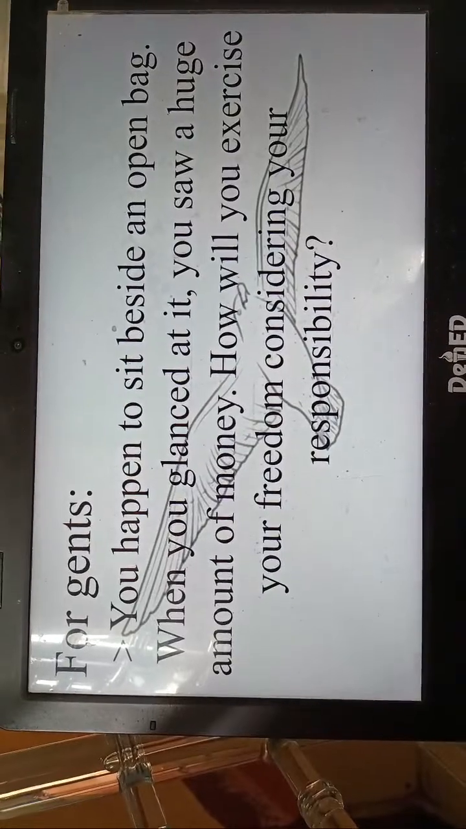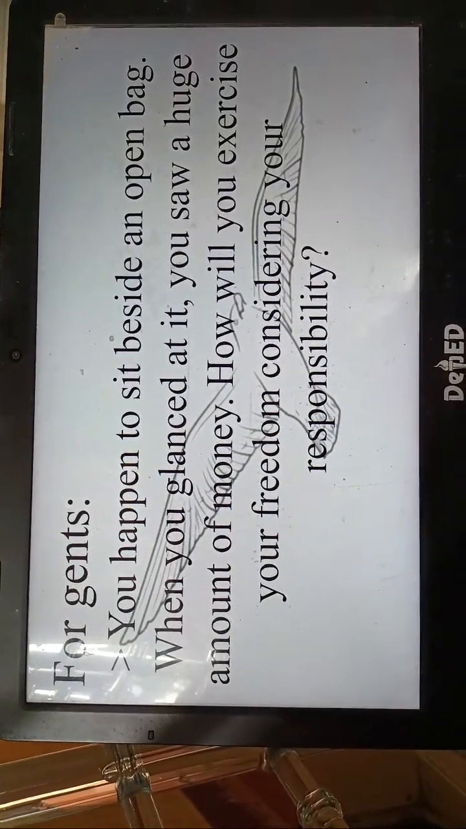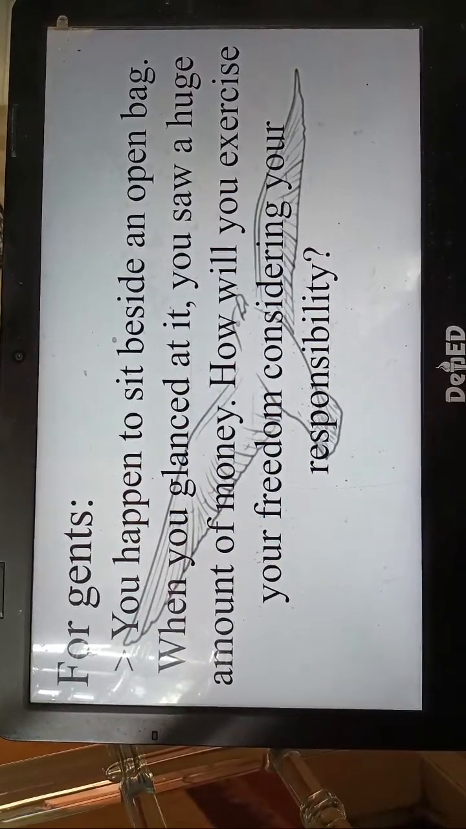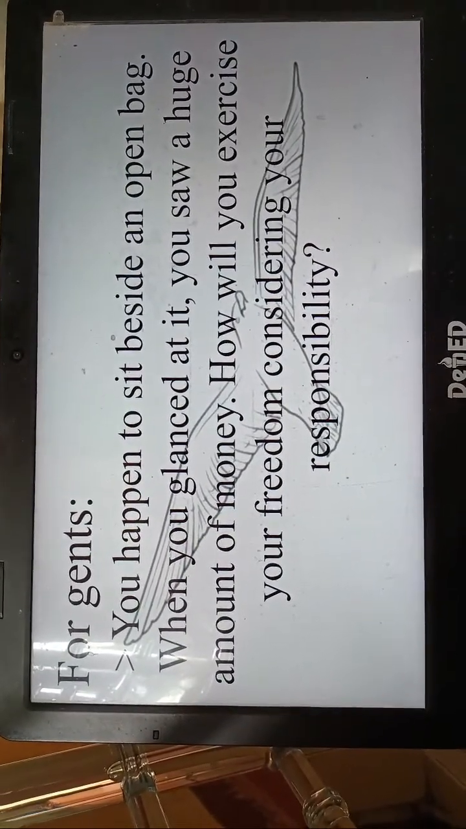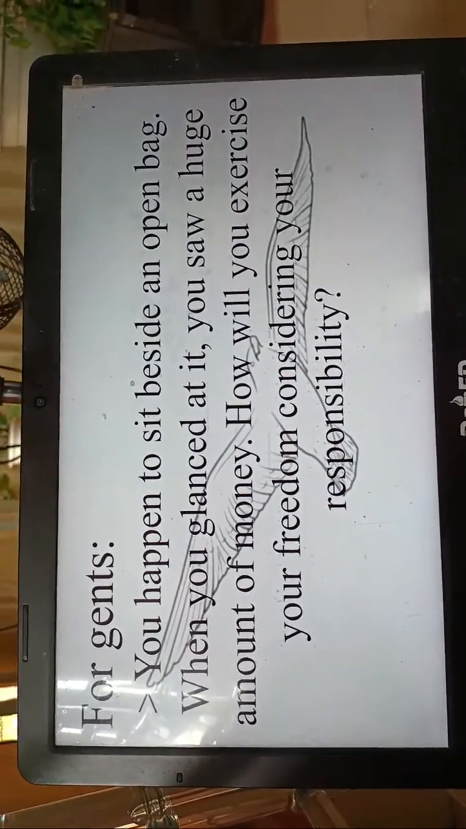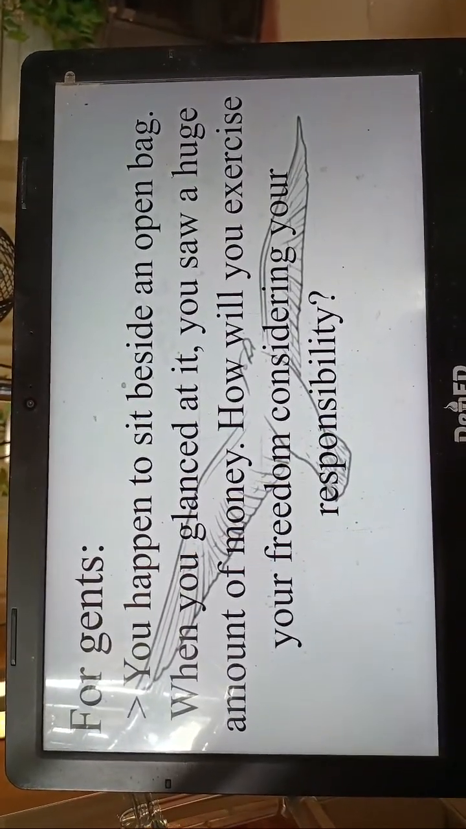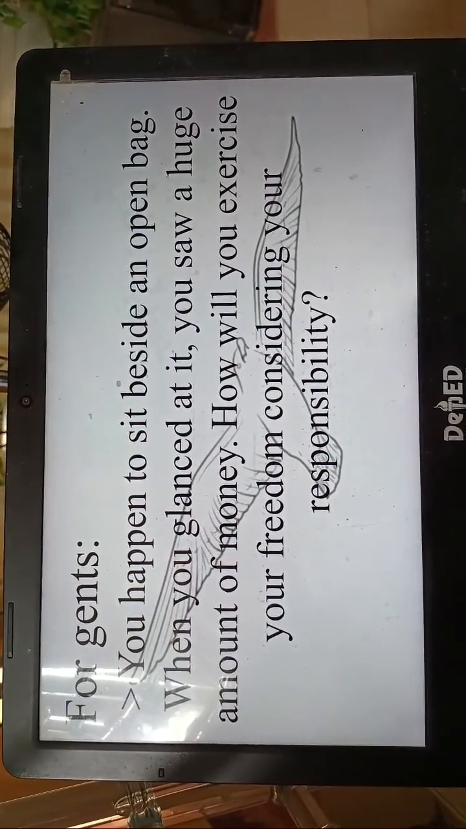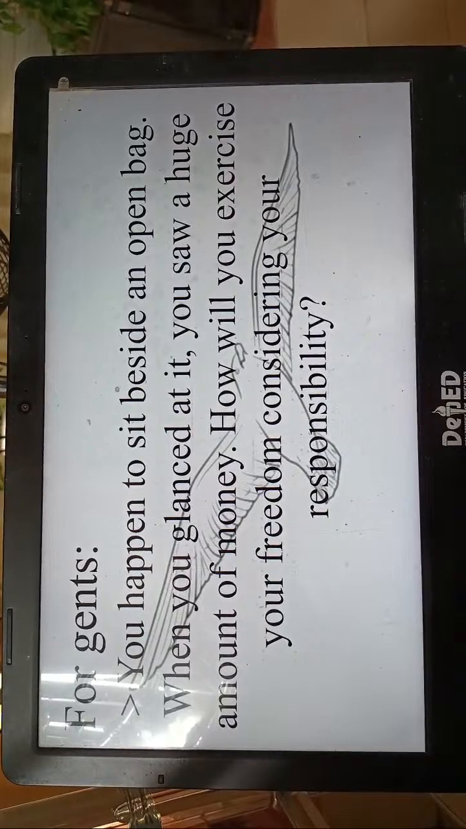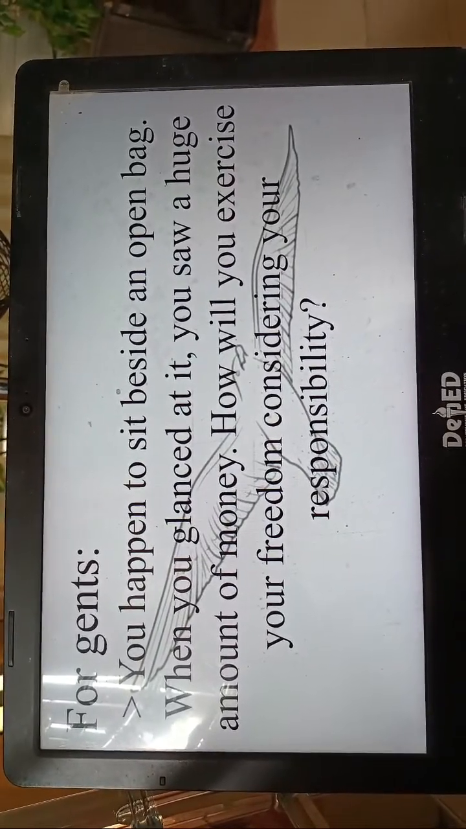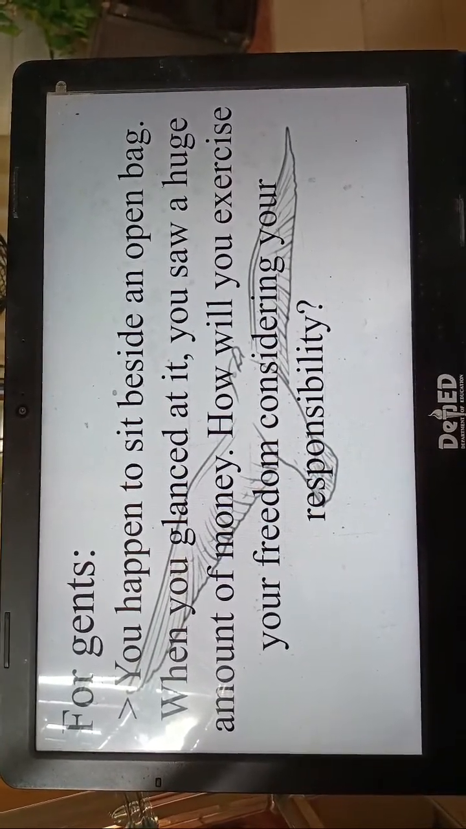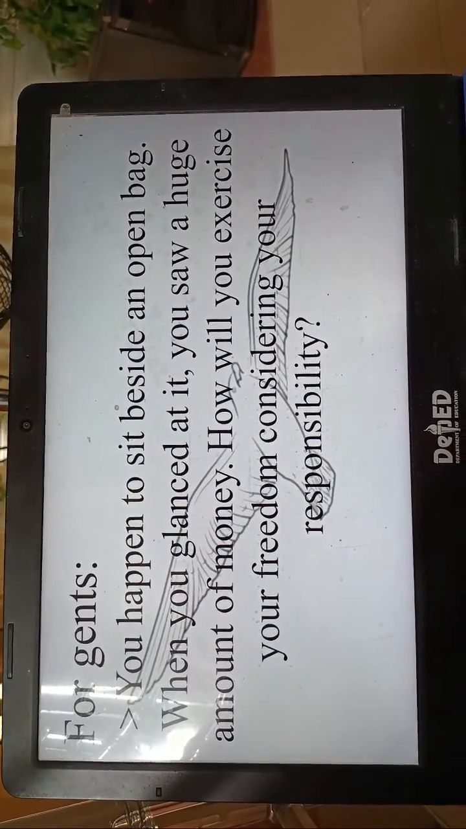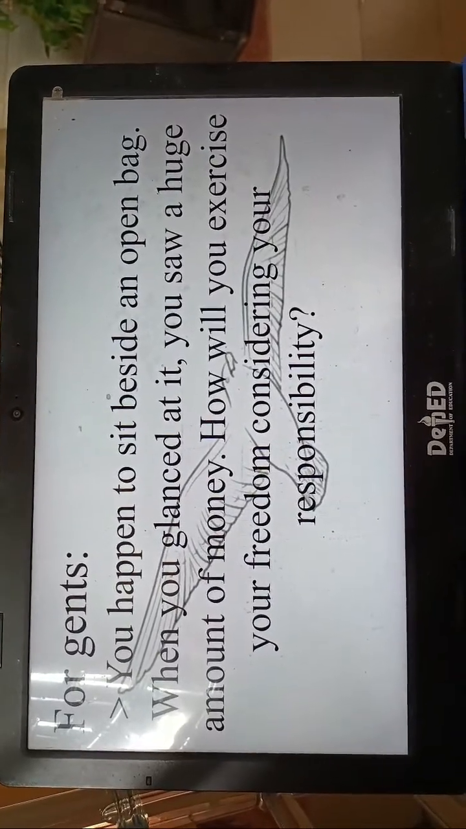For your first activity, we have different situations for gentlemen and for ladies. For gentlemen, you happen to sit beside an open bag. When you glanced at it, you saw a huge amount of money. How will you exercise your freedom considering your responsibility? Remember, as a responsibility, you are accountable for the consequences of your action. Write your answers in a 1/2 sheet of paper, and we will check it on our next meeting.